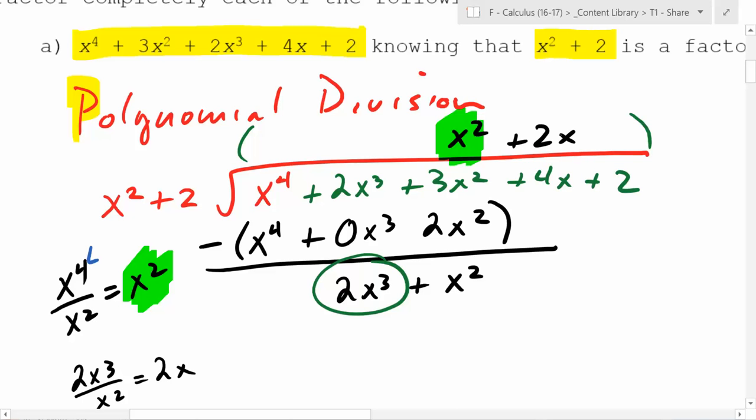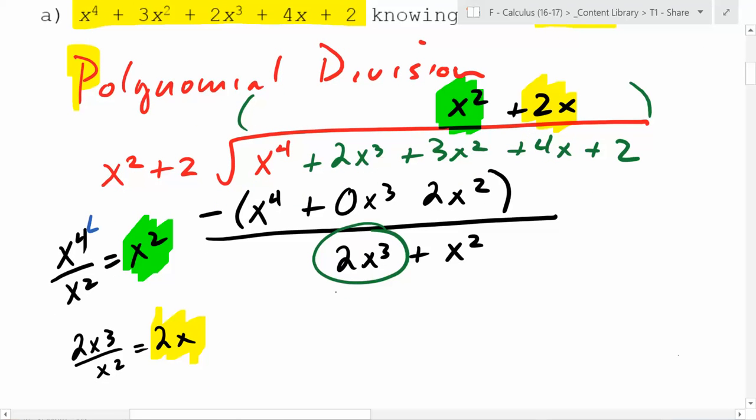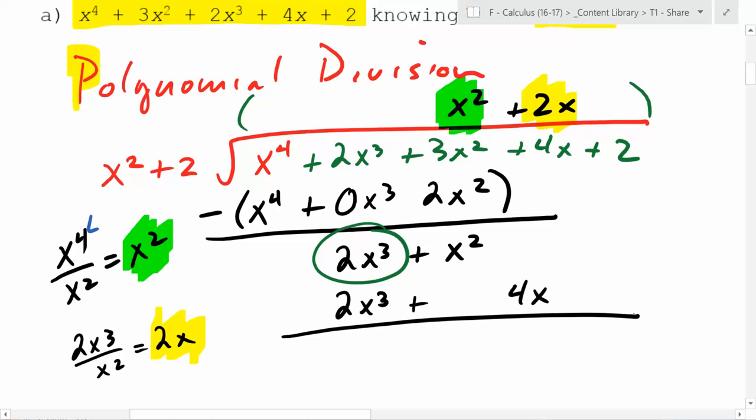What do you do with this 2x now? This 2x went there. What do you do with it? Multiply by the x squared plus 2. And what do you get? 2x cubed plus 4x. And what do you do? Oh, it's the same thing over and over again. What do I put around this? Please put parentheses and then the minus.